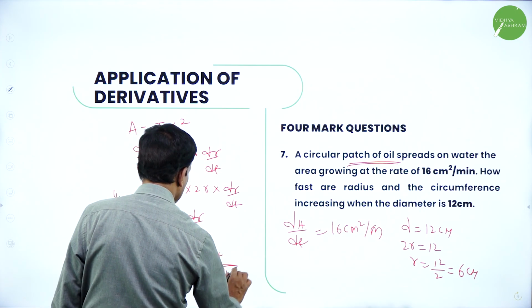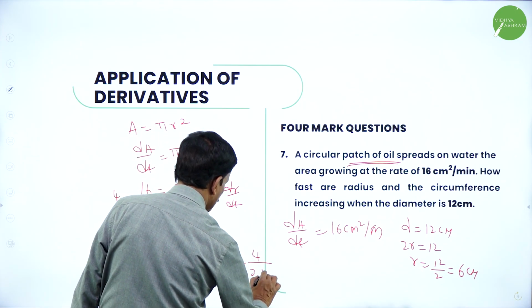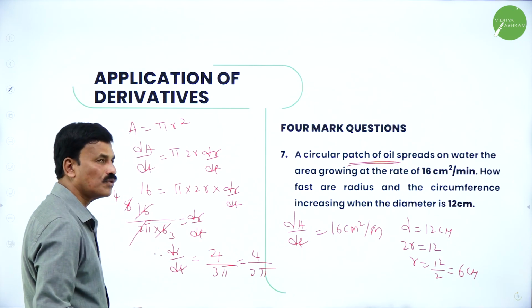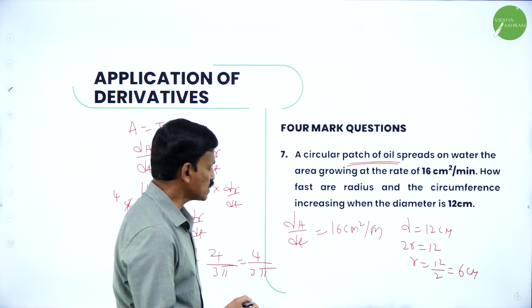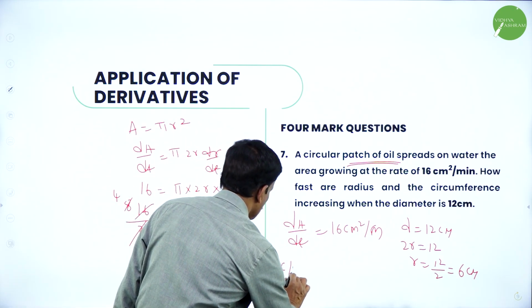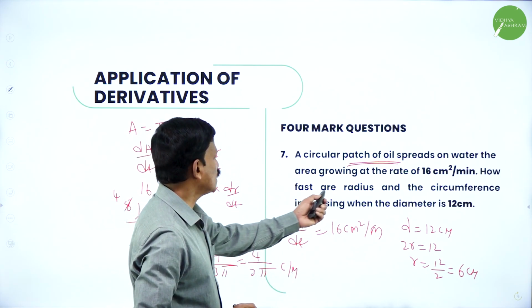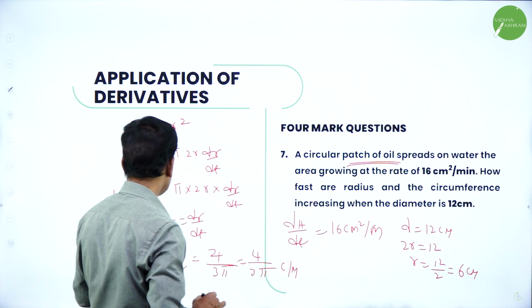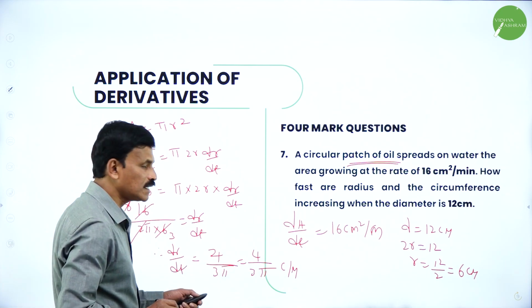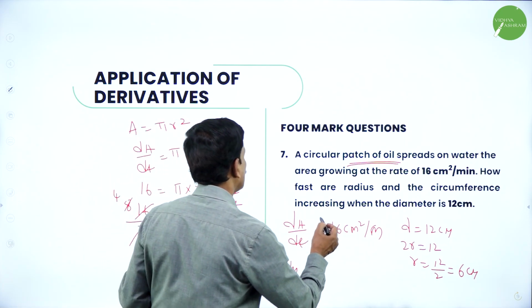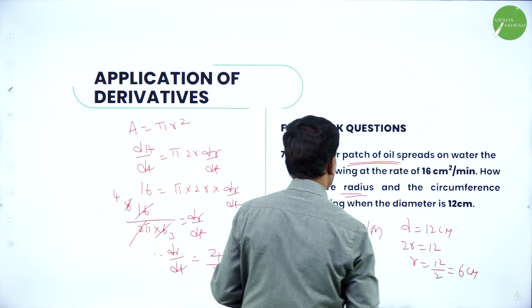dr by dt is equal to 4 divided by 3 pi centimeters per minute. So the radius is increasing at the rate of 4 by 3 pi centimeters per minute. And what is to find? The radius and the circumference.